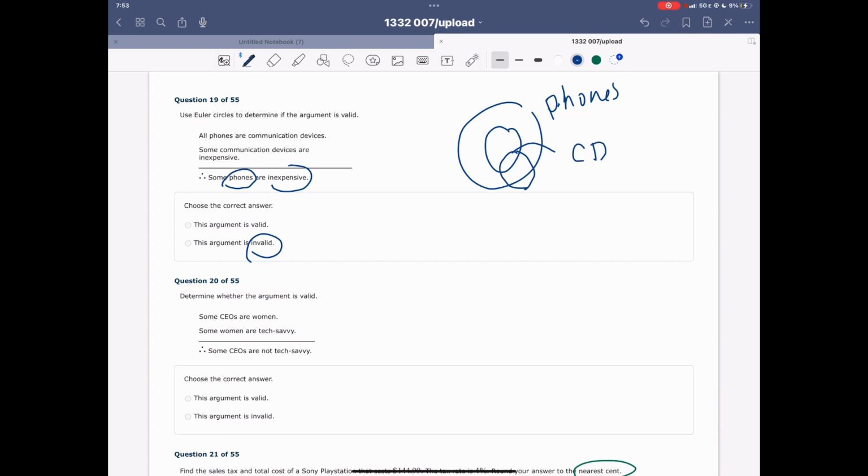Number 25, determine whether the argument is valid. Some CEOs are women. Okay, so some CEOs are women, some women are tech savvy. Some CEOs are not tech savvy. Because we have that negation, this is invalid as well.